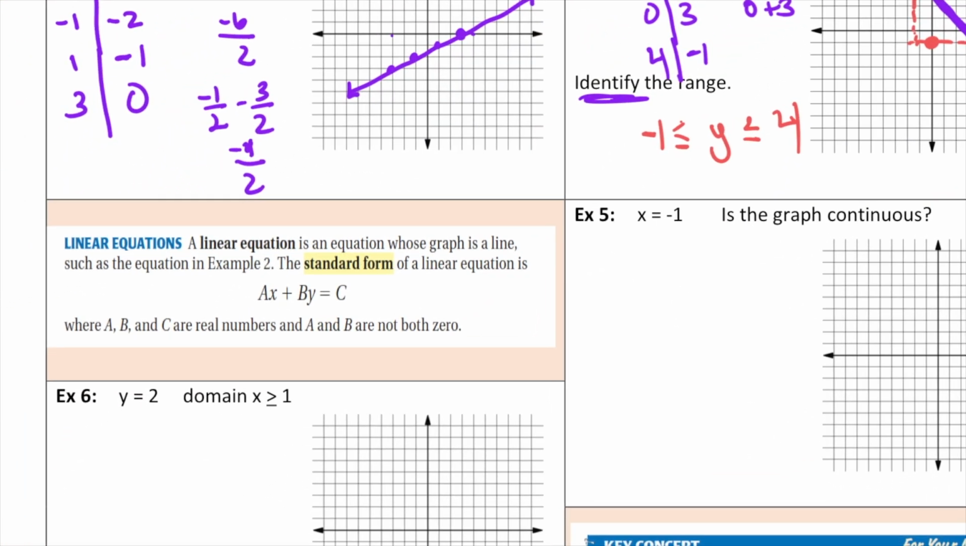So a linear equation is one that can be written in the form ax plus by equals c. Now you can recognize a line if your x is to the first exponent and y has a 1 as an exponent as well.